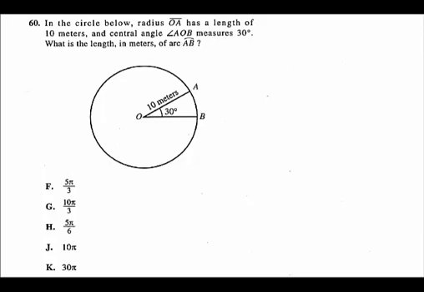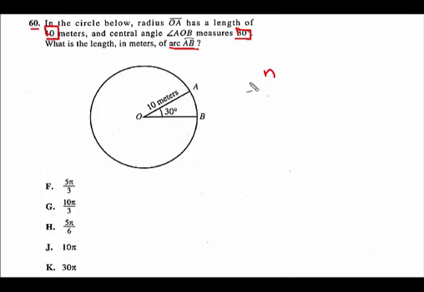Let's take a look at the answer. We'll do this two ways. The first way is just the regular way with that formula. It says in the circle below, the radius OA has a length of 10 meters. Circle it. And the center angle is 30. What is the length of arc AB? All right, so we just take that information, quickly look over. We have a diagram. Pretty straightforward.